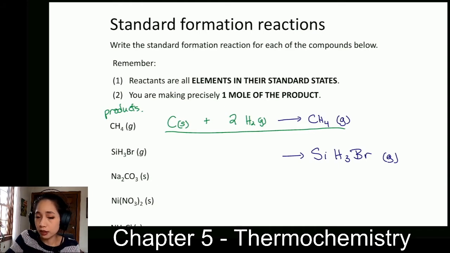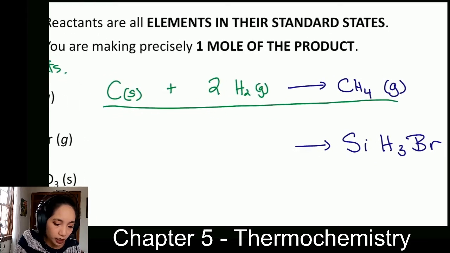And so then if you look it up on a table in Appendix G, you can find the delta H of formation for this compound, and that represents this reaction occurring, forming 1 mole of CH4 gas from its elements in their standard state. All right, so let's keep going.